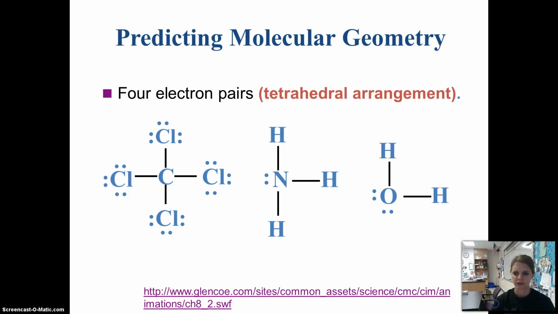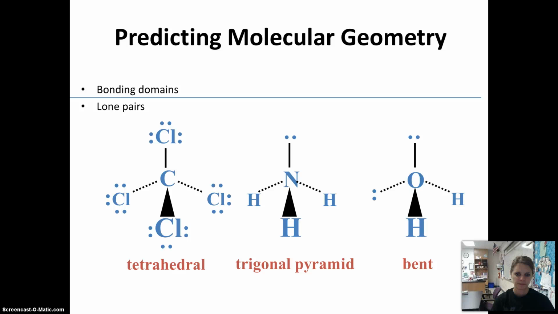Okay, so back at your notes here. Taking a look at the angles, our tetrahedral is 109.5. Hopefully you put in your trigonal pyramid is 107.3, and our bent is 104.5. Different angles because of those electron pairs pushing.